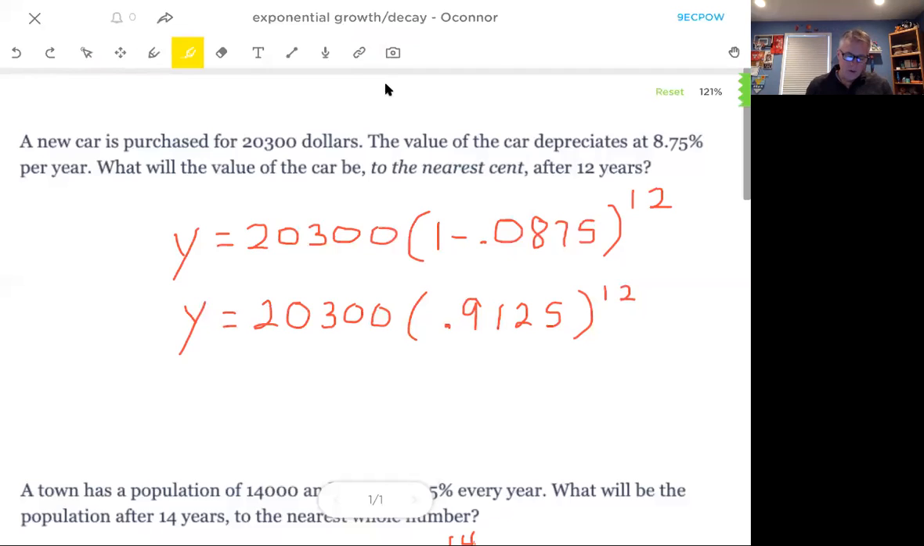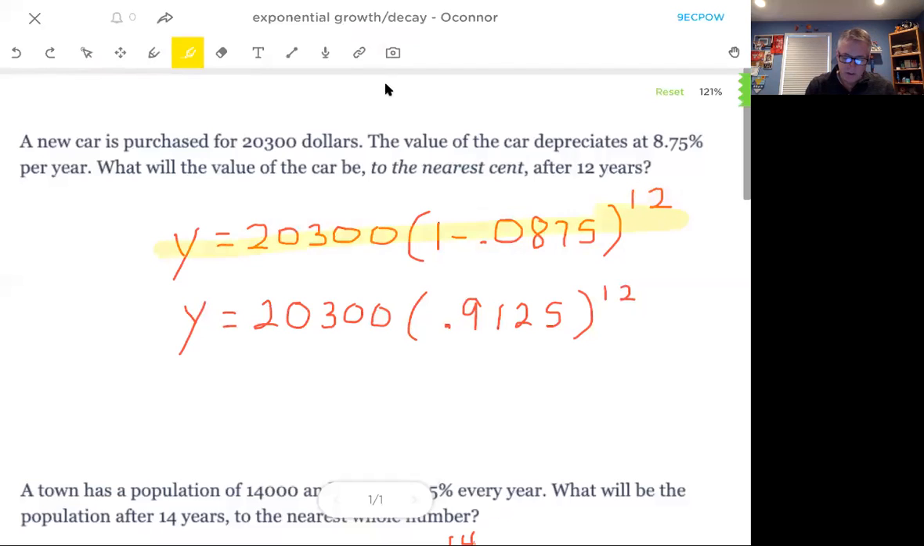So for the first one, we have a new car purchased at $2,300. That's our initial amount. And it's depreciating at 8.75%. So we have 1 minus 0.0875. Some of you forgot that and just wrote 1 minus 8.75. So don't forget that that is written as a percentage. And then to the 12th power.